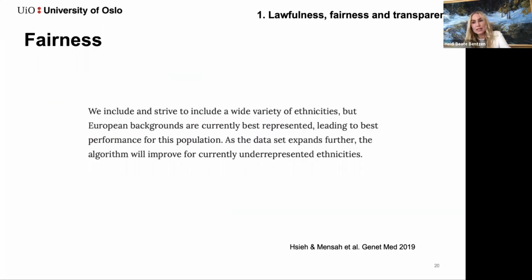Fairness is the last element of the first principle. AI, for instance, can be both sexist and racist, and the principle of fairness entails that the data processing should be fair in relation to the data subject. This means, for instance, that one should strive to avoid bias, and one should disclose any potential bias in the data. This is an example of how this was done, from the article I mentioned on the previous slide.